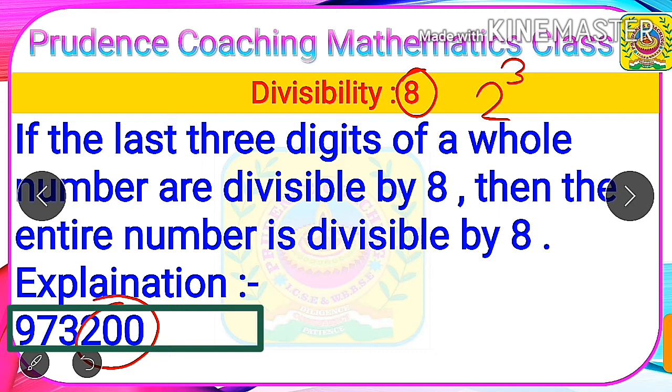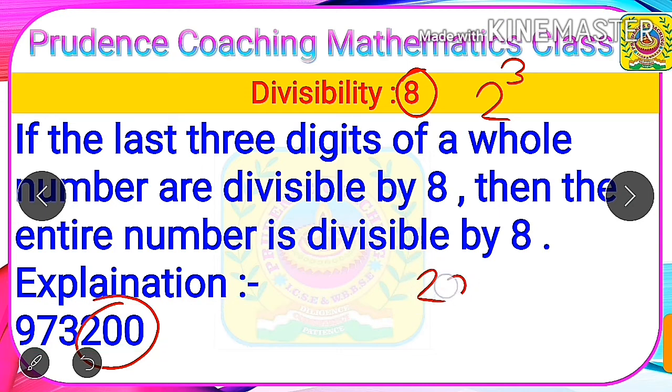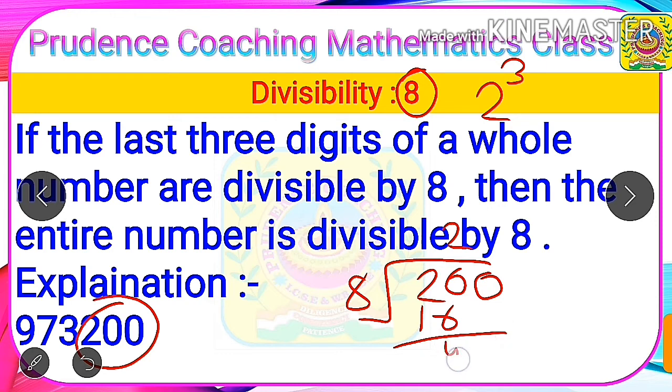9,73,200. We will check whether 200 is divisible by 8 or not. So if we divide 200 by 8, we will get 8 2s are 16 and we will get 4 as our remainder. This 0 will come down, so we will get 40 and we know 8 5s are 40. So it is completely divisible by 8.